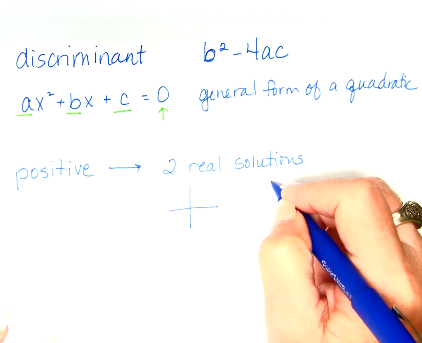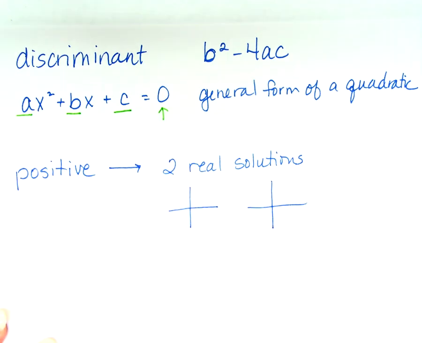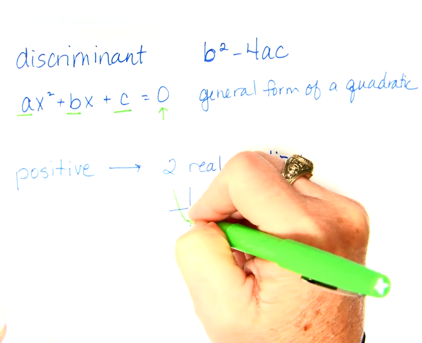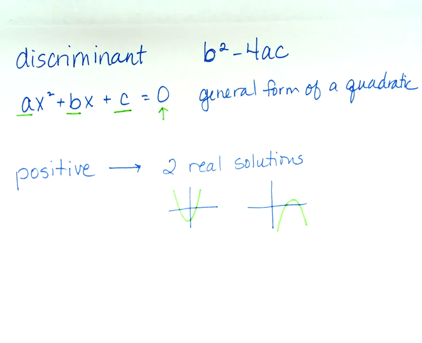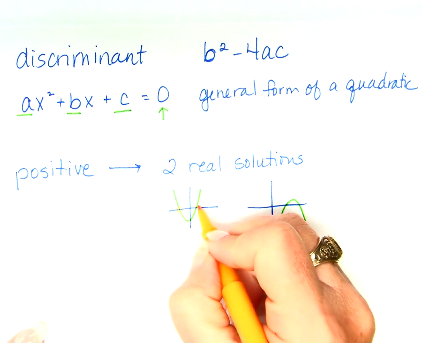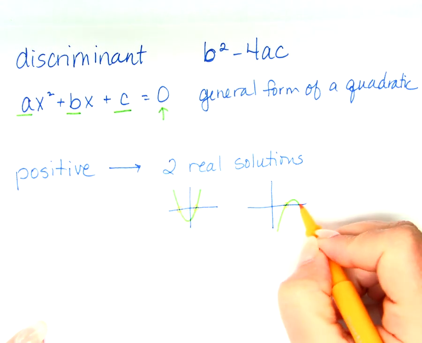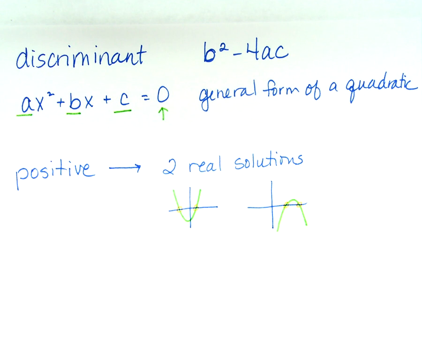Now, if I were to graph this, it would look like this. Or maybe it would look like this. How do I know I have two real solutions in each one of these graphs? Very good. It goes over the x-axis twice. Does that make sense?